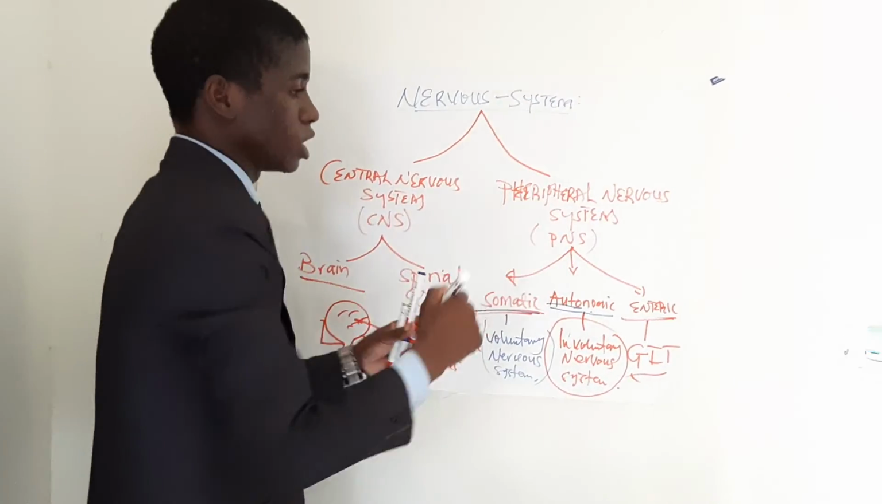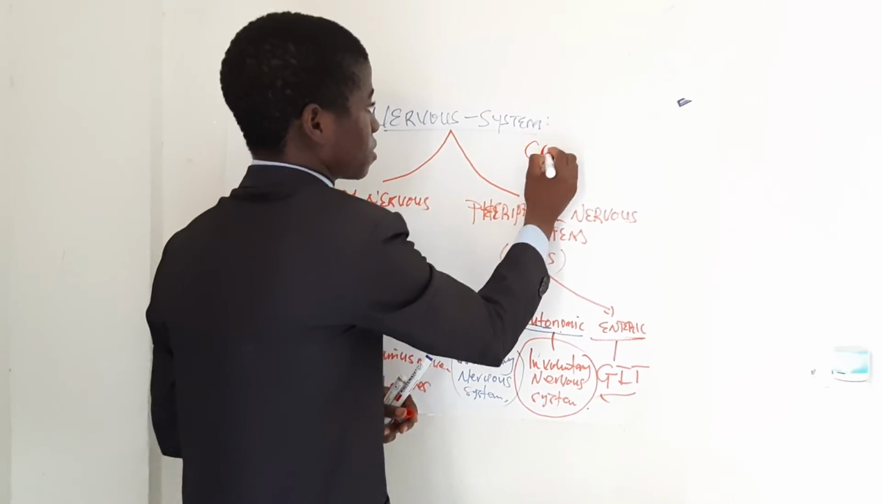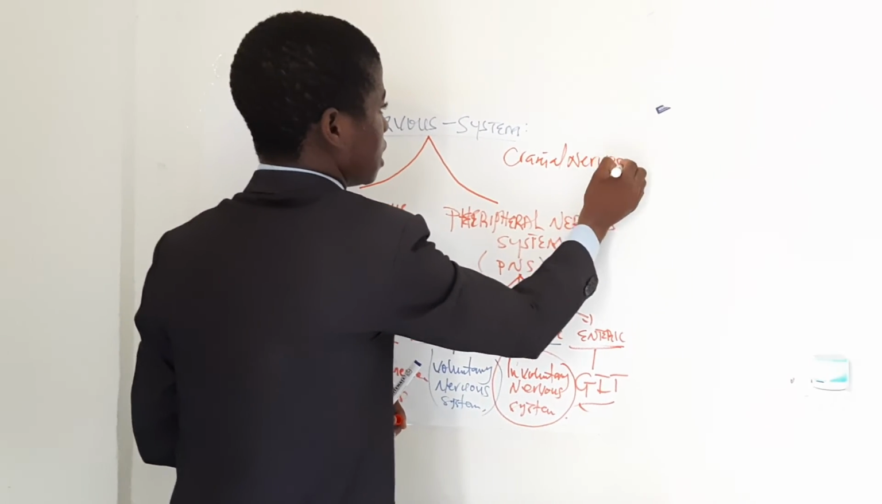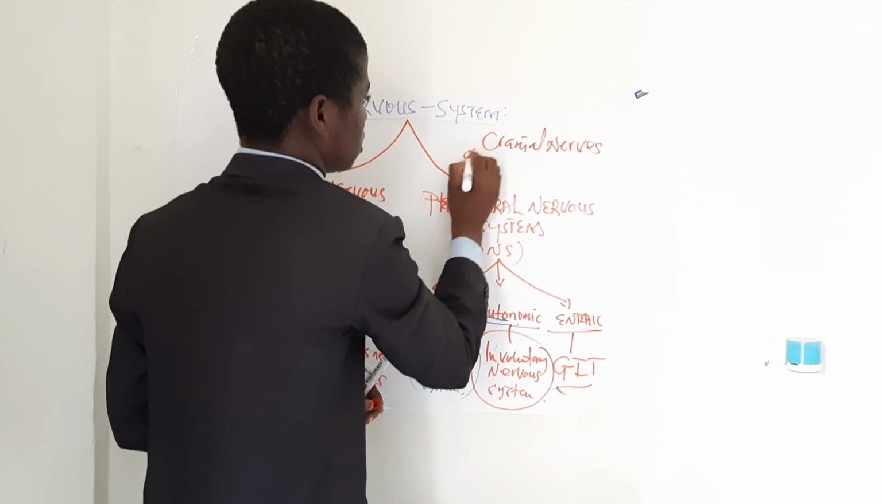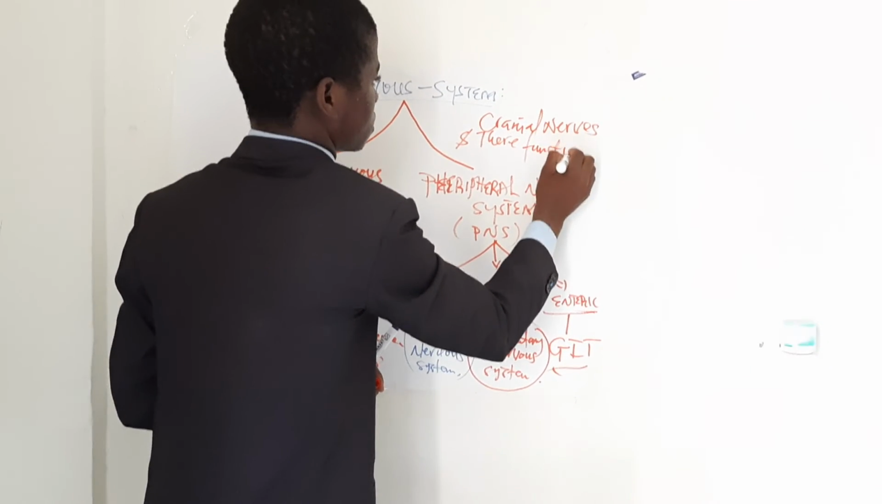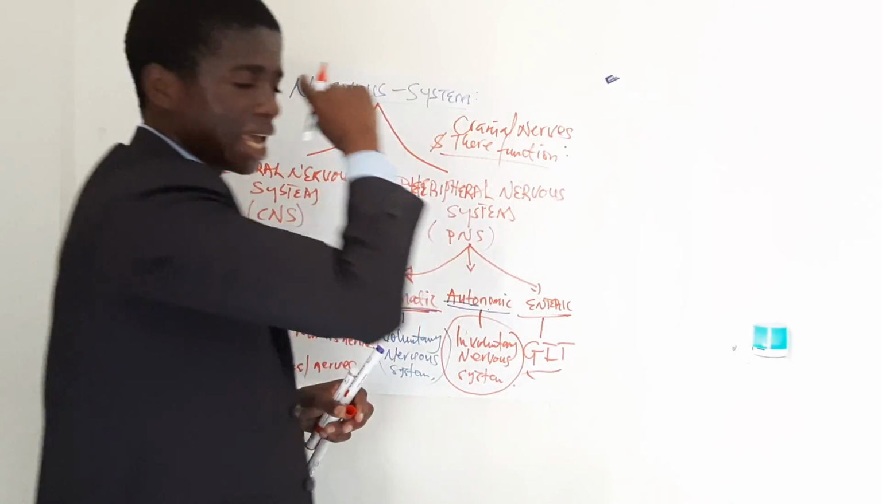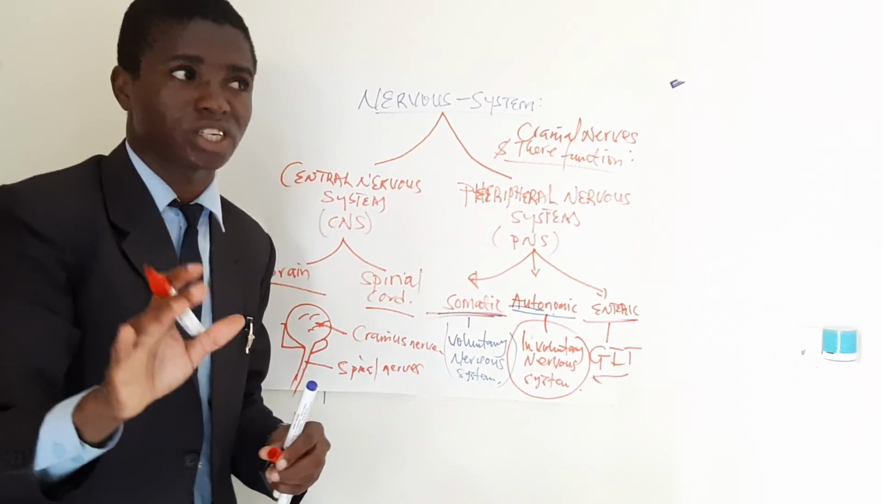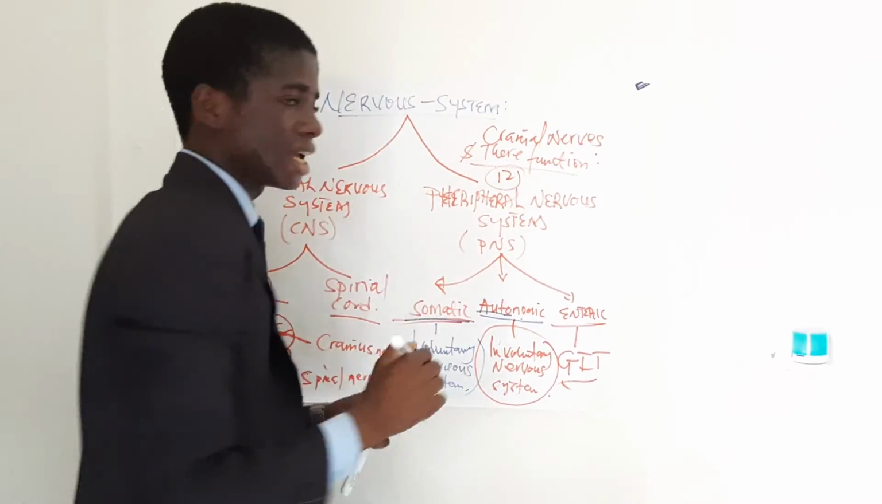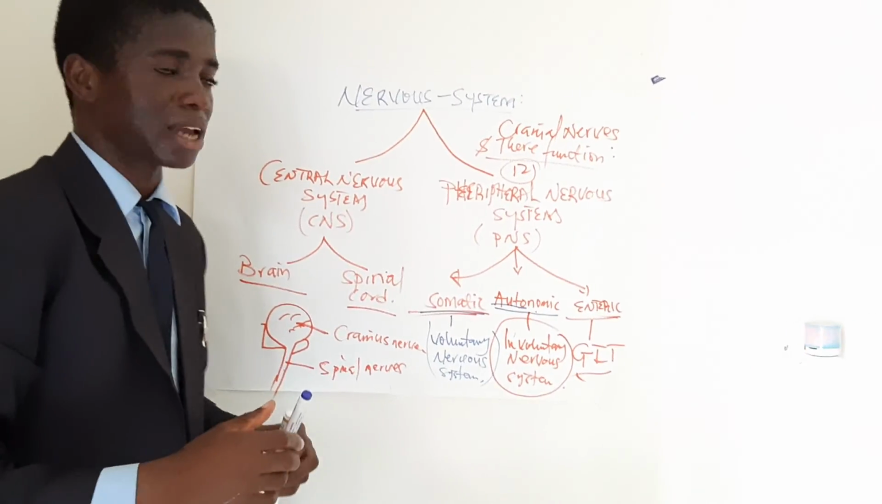In our next class, we will talk about the cranial nerves and their functions, to see exactly how the cranial nerves function in the body. We have 12 cranial nerves, and all will be discussed in our next class.